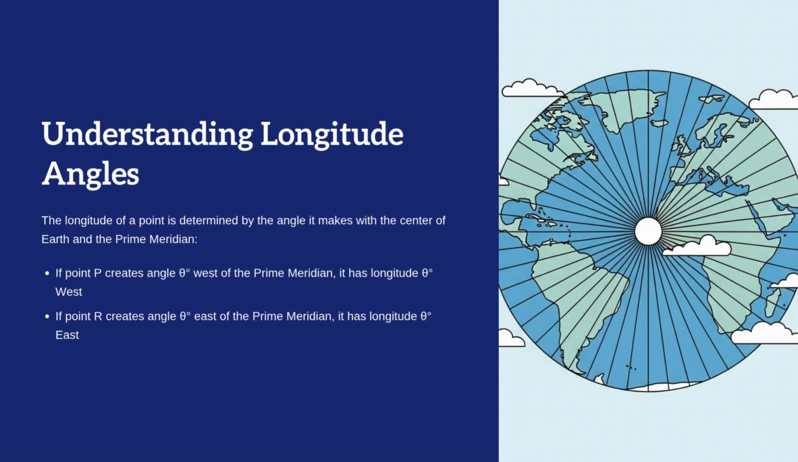Understanding longitude angles. The longitude of a point is determined by the angle it makes with the center of Earth and the prime meridian. West longitude. If point P lies west of the prime meridian and subtends an angle of theta degrees at the Earth's center, then the longitude of point P is theta degrees west. East longitude. If point R lies east of the prime meridian and subtends an angle of theta degrees at the Earth's center, then the longitude of point R is theta degrees east.